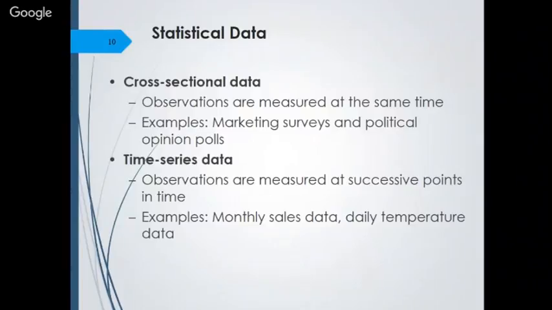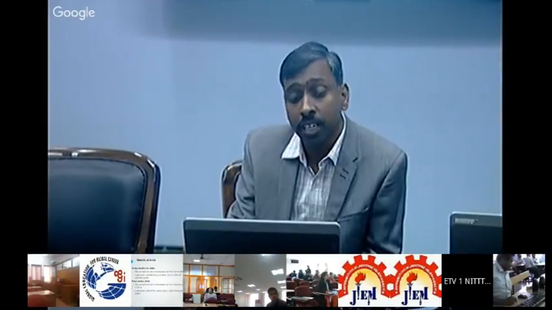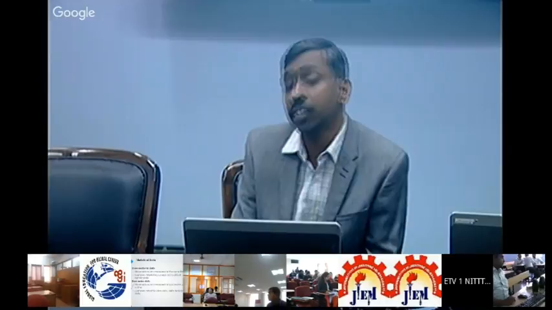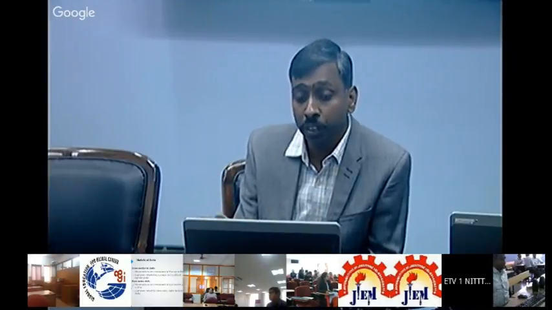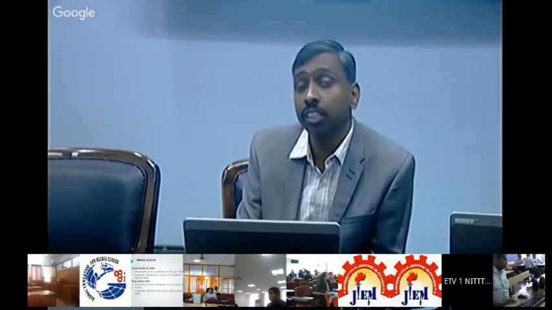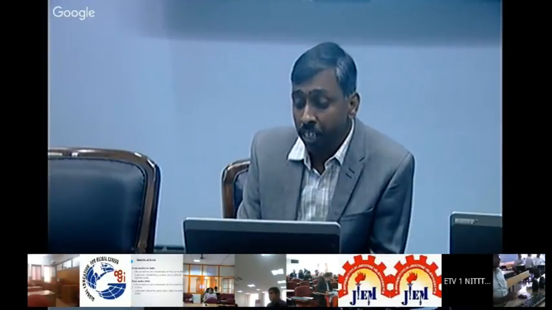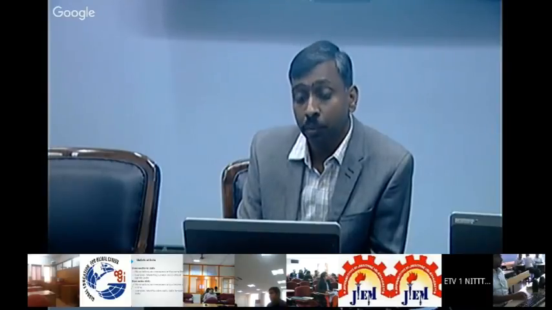And time series data is something like this. It moves along with time. So we want to assess the fuel quality in a continuous manner. That indicates that we have to take the sample at a particular interval, like every first day or last day of every month. We will take the sample, process it in the laboratory, and take the data. Such type of data constitutes time series data. For example, monthly sales data and daily temperature data are examples of time series data.